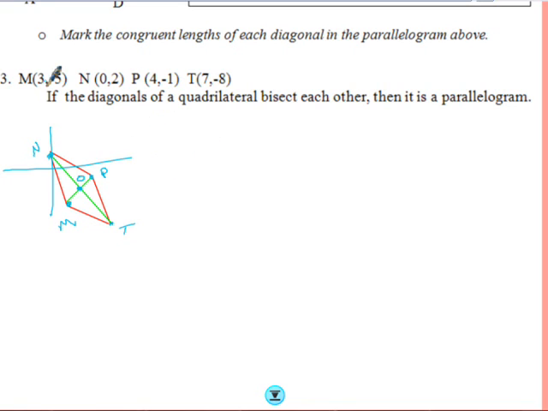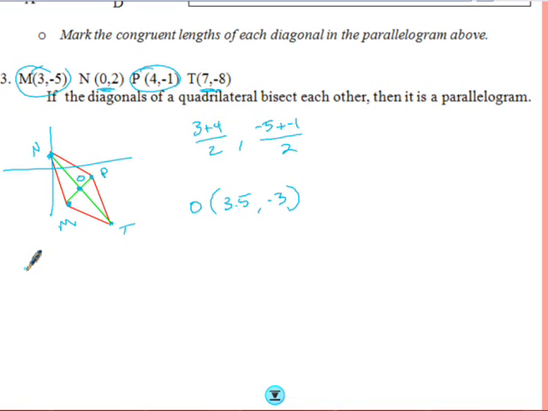Okay? So we'll start with MP. And to find the midpoint there, we're going to add them. So 3 plus 4 over 2. We'll add the x's and divide by 2. And then we'll add these, negative 5 plus negative 1 over 2. And we get 3.5 and negative 3, excuse me. Okay, for point O. If you want to check that over here, we get the same thing for N and T. If you take 2 plus negative 8, that's negative 6, and divide by 2, that's where we got our negative 3. And 0 plus 7 divided by 2 is 3.5. So the same midpoint either way.